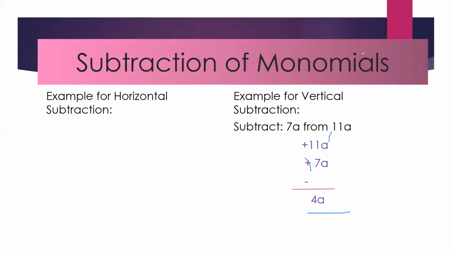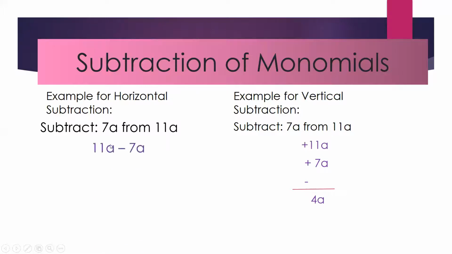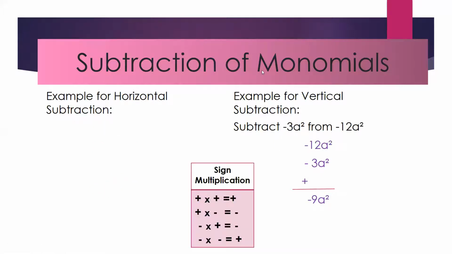Now, what about horizontal subtraction? Again, in horizontal subtraction, we write down 11a first. 11a minus 7a, where subtract means the minus sign. 11 minus 7 gives you 4, and we get 4a. So simple. In both methods, your answer must be the same. Everyone clear?